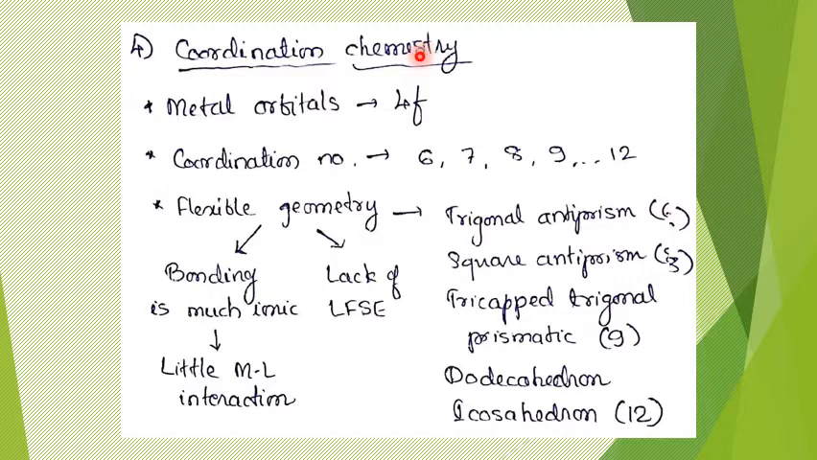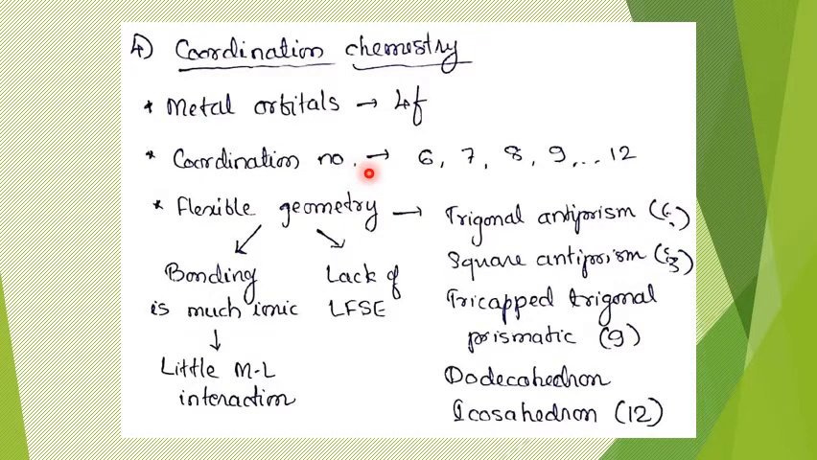Coordination chemistry of lanthanoids: these are 4f series elements, therefore the metal orbitals considered for bonding should be 4f. In total we have seven 4f orbitals, therefore the coordination number will also increase when compared to d block or transition metal coordination chemistry. This coordination chemistry is completely different.